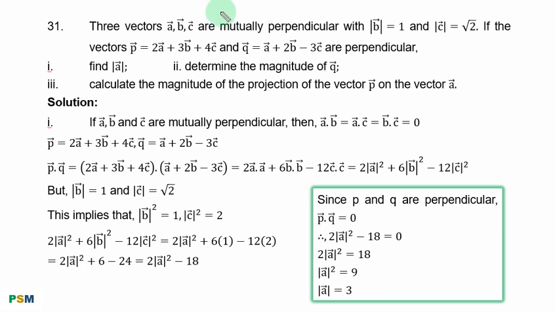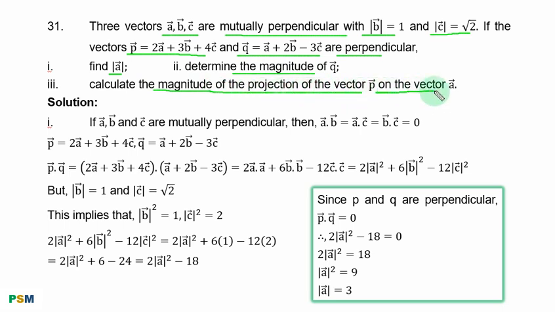Example 31. Three vectors A, B, C are mutually perpendicular with magnitude of vector B equal to 1 and magnitude of vector C equal to root 2. If the vectors P equal to this and Q equal to this are perpendicular, Roman figure 1, find the magnitude of vector A. Roman figure 2, determine the magnitude of vector Q. Roman figure 3, calculate the magnitude of the projection of the vector P on the vector A.